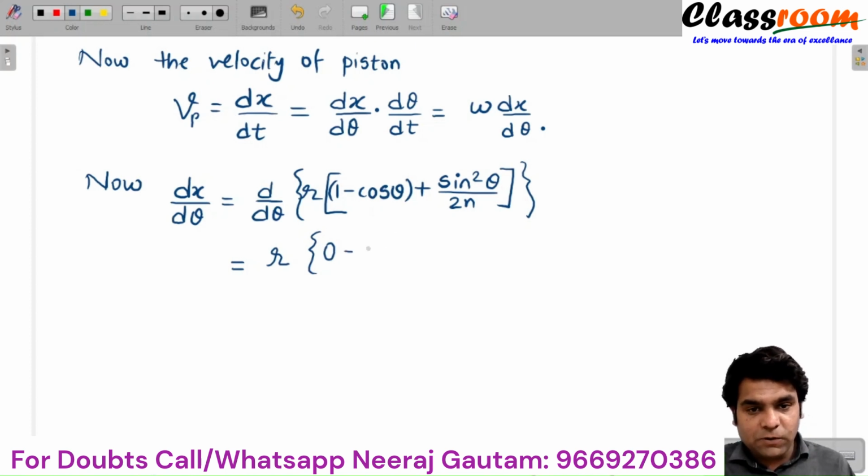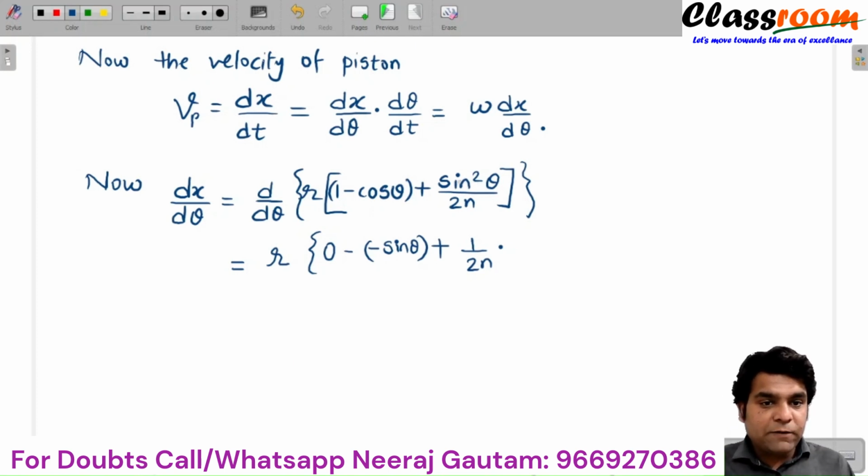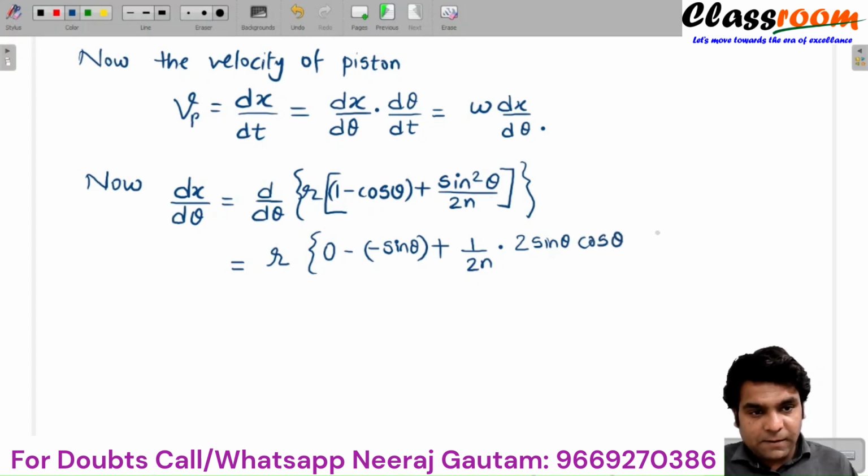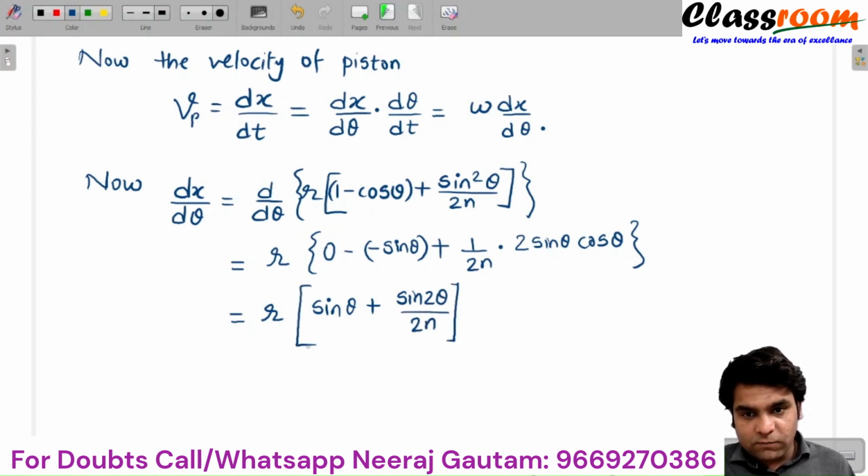Minus, the differentiation of cos theta with respect to theta is minus sine theta. Plus, 1 by 2n is taken as a constant, so it is not participating in the differentiation. For sine square theta, the derivative is, by the power rule, 2 sine theta, and the derivative of sine theta with respect to theta is again cos theta. After solving this relation, you can write here r times minus minus plus sine theta plus 2 sine theta cos theta, that is sine of 2 theta by 2n. This is the relation of dx by dt.